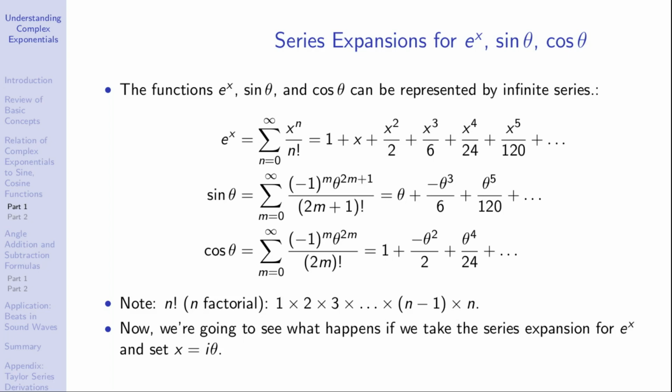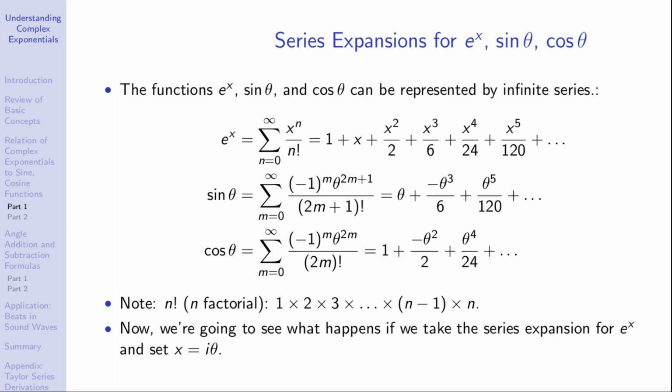Sine theta can be written as the sum over m from m equals 0 to infinity of minus 1 raised to the m power, theta raised to the power of 2m plus 1, all over 2m plus 1 factorial. This is equal to theta minus theta cubed over 6 plus theta to the 5th over 120 minus etc.